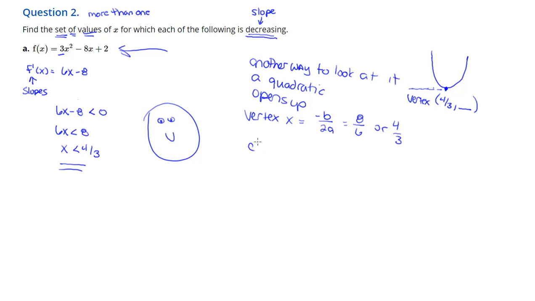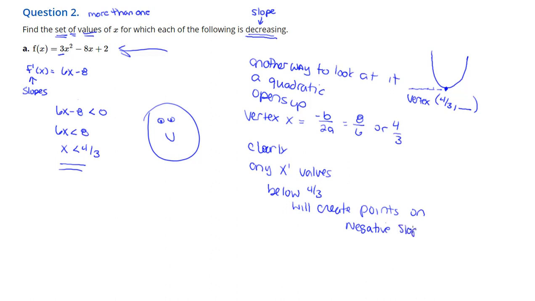So any of the x's that are below 4/3 are going to end up creating points that are on the negative slope side of this quadratic. That explains visually a little bit why this is the correct answer. Typically in these problems, they won't give you quadratics, because you could do it the way I just showed you. There'll be higher powers and you'll have to use a derivative to do it.